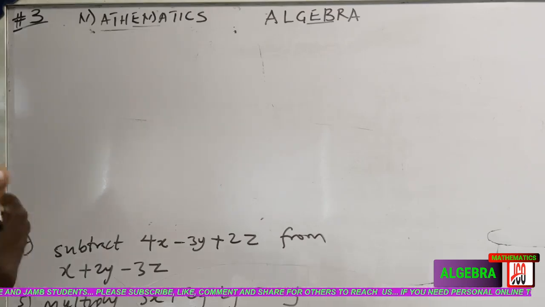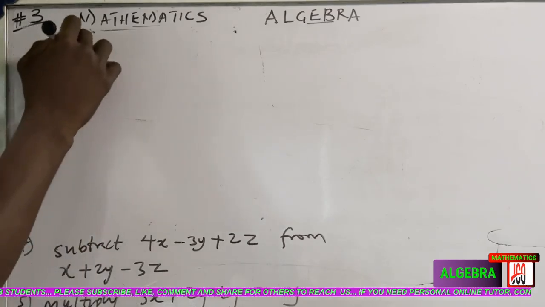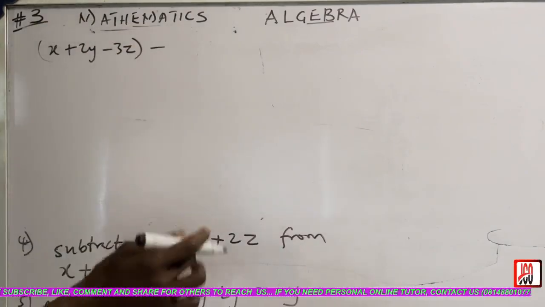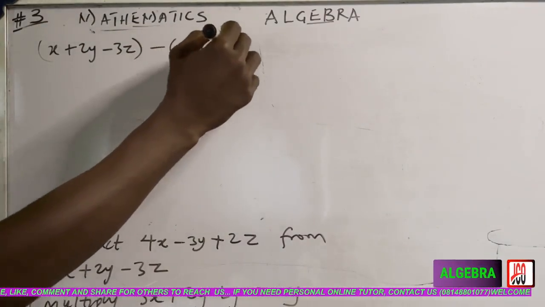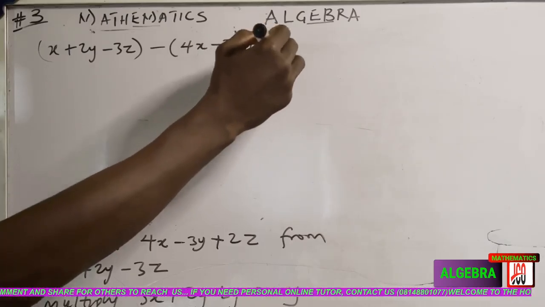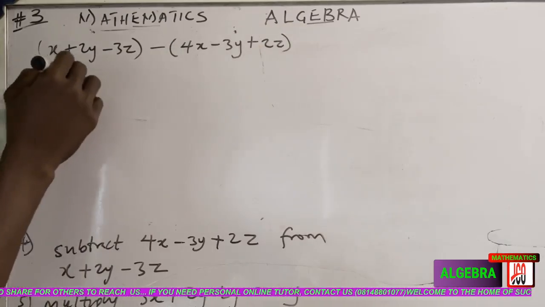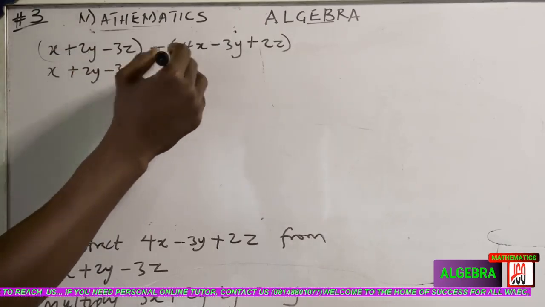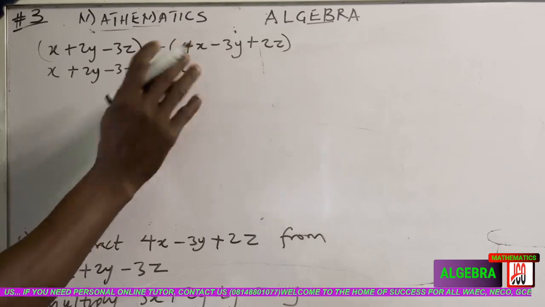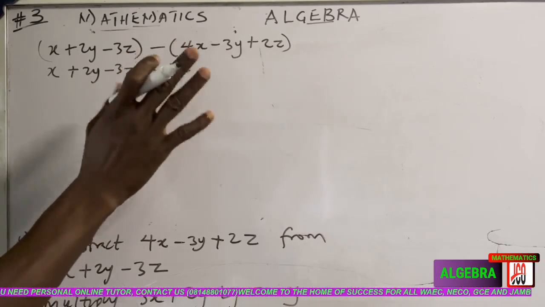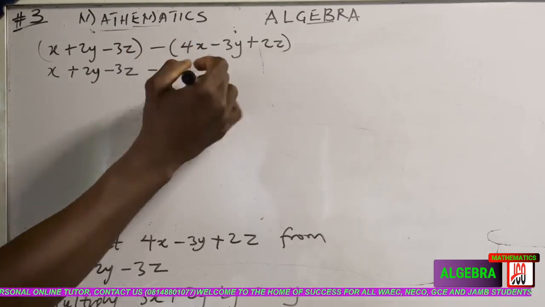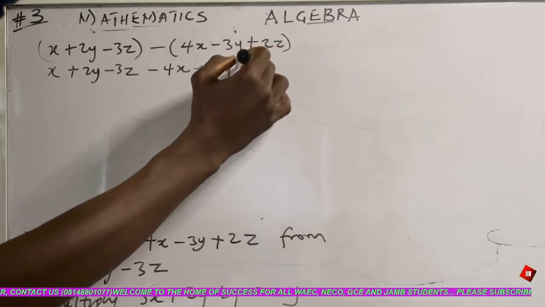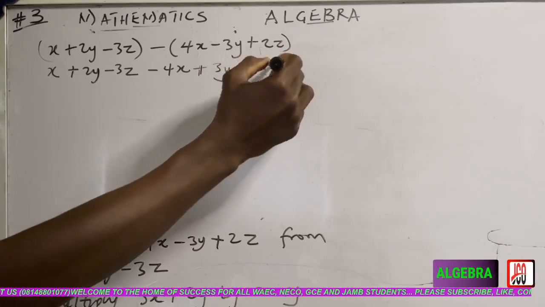So it simply means you're going to have x plus 2y minus 3z minus the guy you are removing, 4x minus 3y plus 2z. Going on, x plus 2y minus 3z minus times 4x is minus 4x. That's what you want to observe. Every time you see minus, please be careful. Minus times minus 3y is plus 3y. Minus times plus 2 is minus 2z.